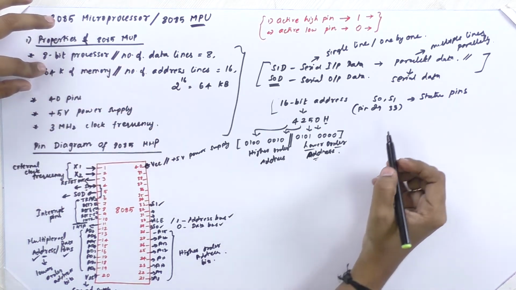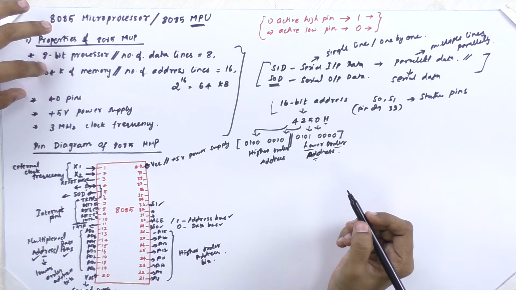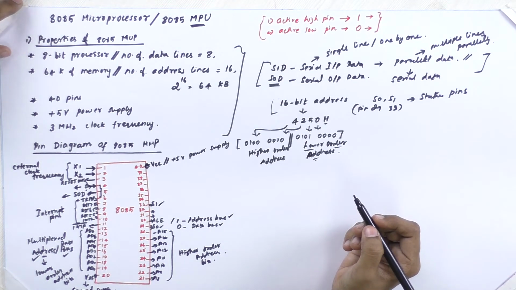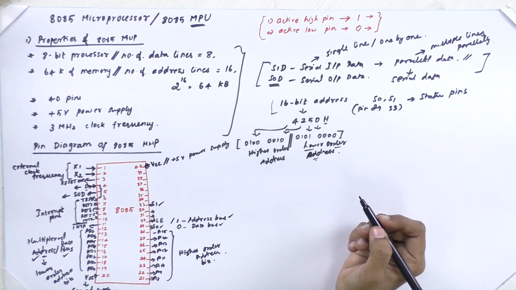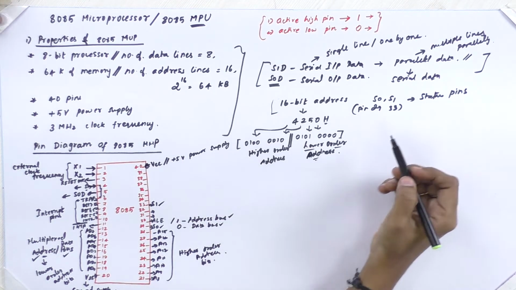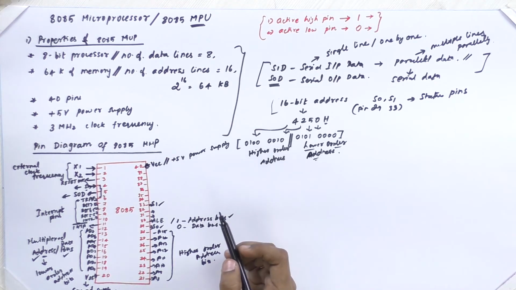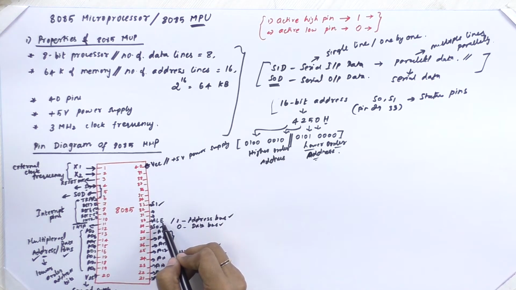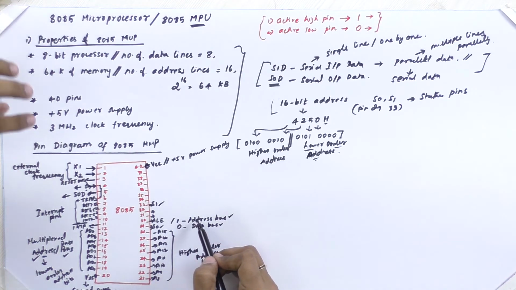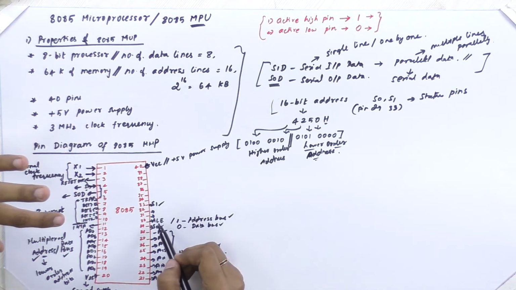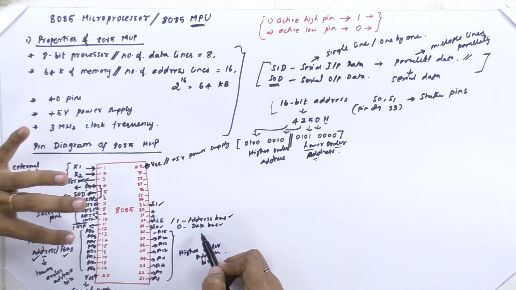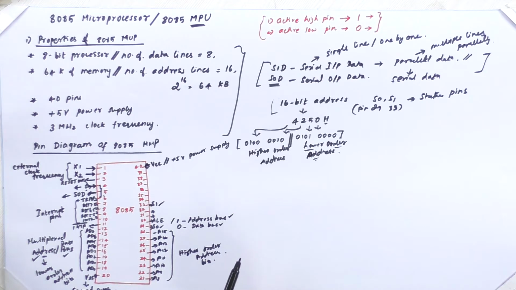They are used to identify the current status of the processor, that is, whether the processor is performing a read operation or write operation in the IO or memory, it will be indicated by these two pins S0 and S1. They are called status pins. And pin 30 is ALE, we have discussed already, that is address latch enable. Whenever the value of ALE is set to 1, then the multiplexed bus will act as address bus in the first clock cycle. Whenever the value of ALE is set to 0, then the multiplexed bus will act as data bus in the remaining clock cycles.